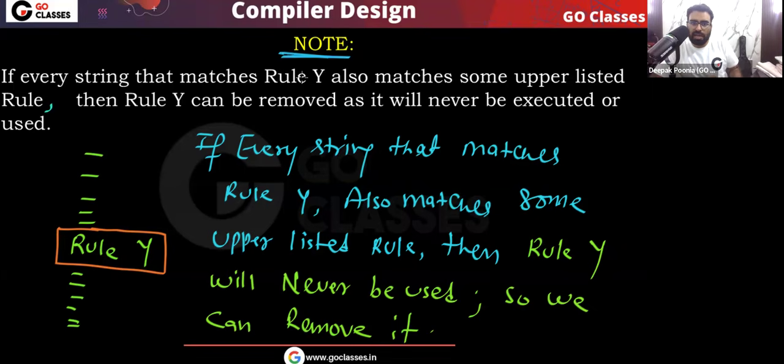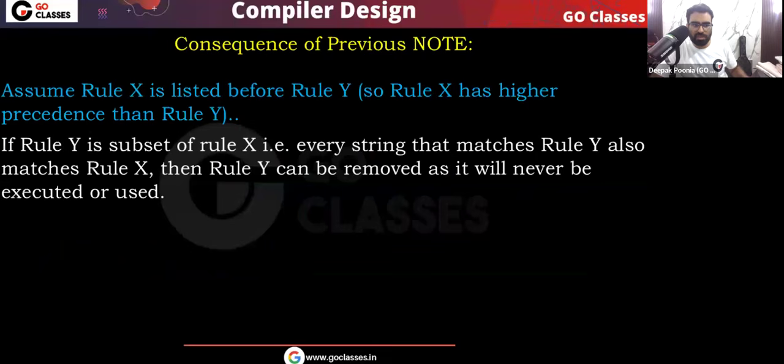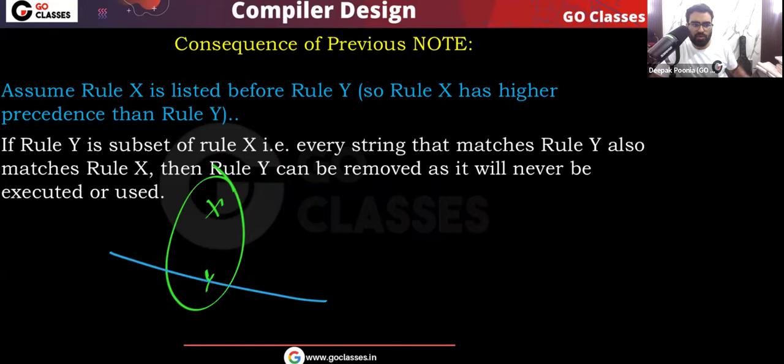So this is the note. And remember, what is the consequence of this note? There is a consequence that we have already seen. This is the consequence of the previous note, that is, if rule y is a subset of rule x, then immediately you can remove rule y. So that's it. This is the complete analysis of this type of question.